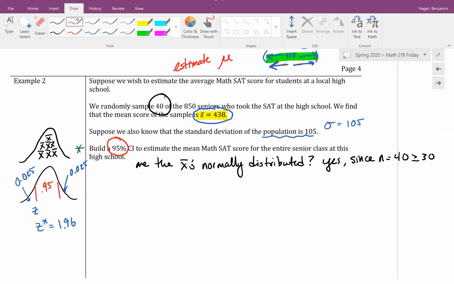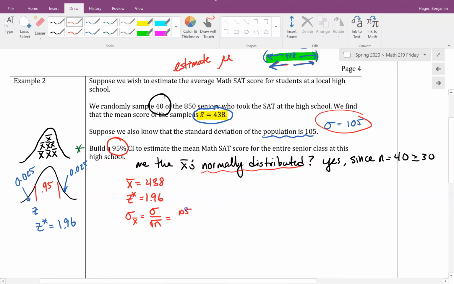So let me just write a few things down that we know here. We know that my sample mean, my starting point estimate, is 438. My critical z-score is going to be 1.96. And the standard deviation of my sample means is the population standard deviation over the square root of n. Remember, because we're normally distributed, and that's according to the central limit theorem. So it's going to be, the population standard deviation was 105 over the square root of 40, which I didn't figure out yet. Let's see.